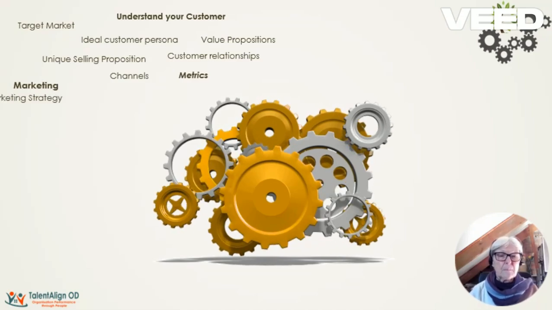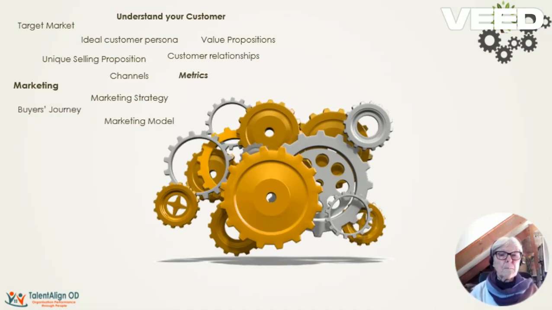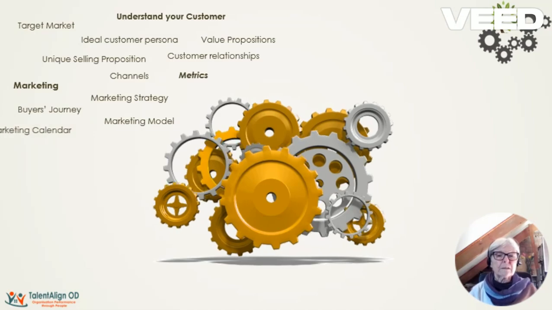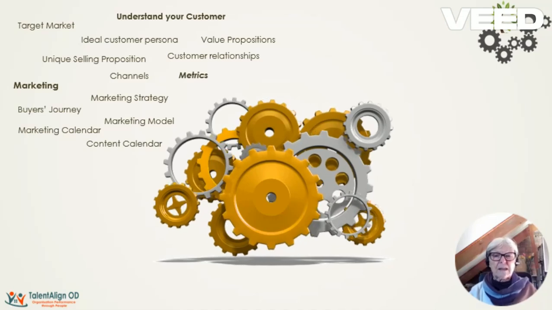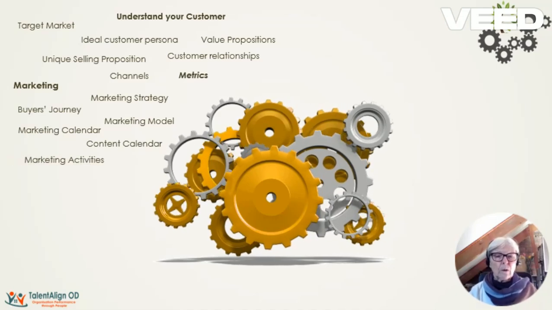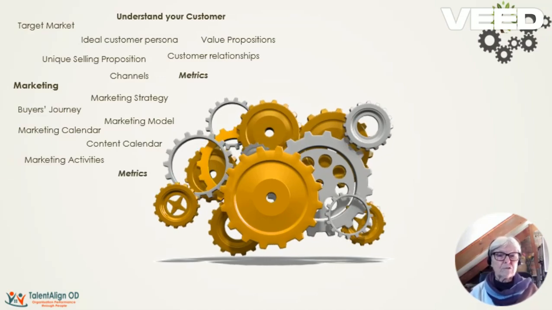Then you need marketing. This means you need a marketing strategy. You need to understand your buyer's journey. You need a marketing model. What models are you working with? A marketing calendar, a content calendar for blogs, emails, events, white papers, etc. What marketing activities you're doing, like content creation, and of course the metrics.